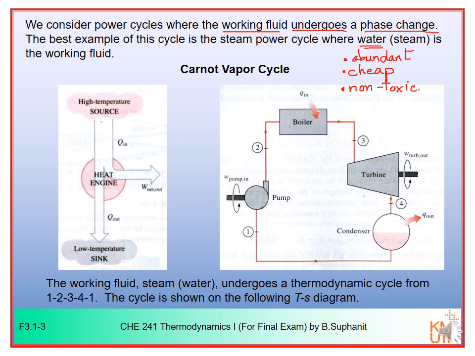Okay. So in the power cycle which use water or steam as the working fluid, it will consist of 4 pieces of equipment. The first one would be the pump that we use to increase the pressure of the liquid from point 1 to point 2. After that, the high pressure liquid will be used to absorb heat in the boiler, and it will change from the liquid into the vapor.